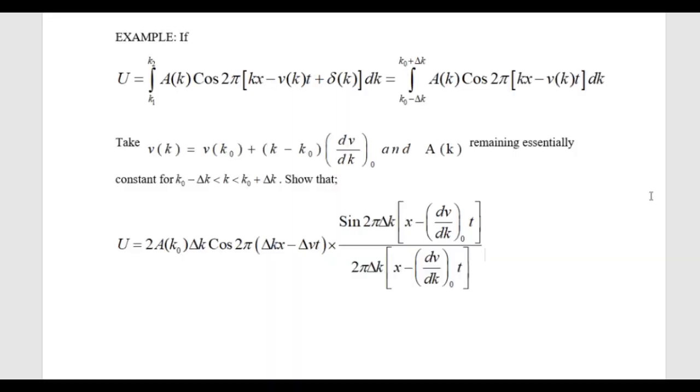In this video, we're going to be proving this. This is our first question in quantum mechanics. We're given that if u is equal to this integral and is also equal to this integral, we have to take v of k to be equal to this, and the a of k remains essentially constant for this range. Then we have to prove that u is equal to 2 a(k naught) times this, where Δk equals 2 pi into this multiplied by this fraction. So let's jump right into this.